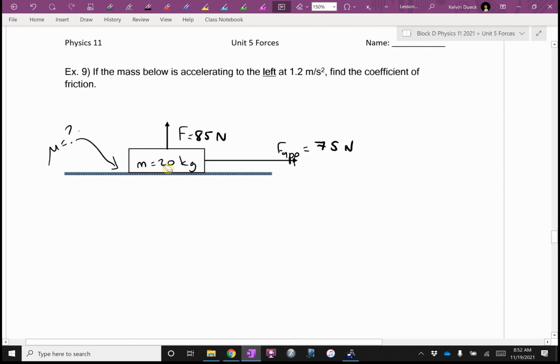I like example 9. Example 9 is a nice question. Eric, what's weird about example 9? What makes you go, this is a tougher question, I better pay attention to this? Do you see it? What do you see? What's weird about this one, folks?